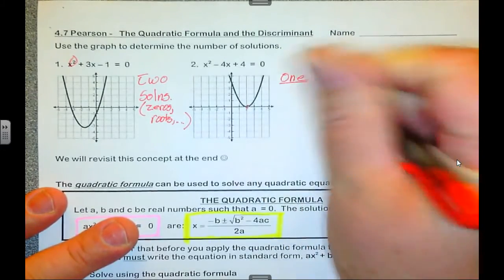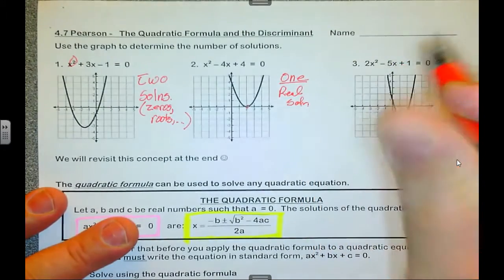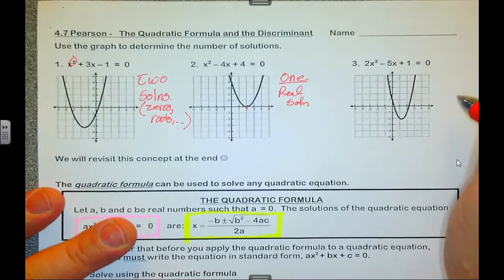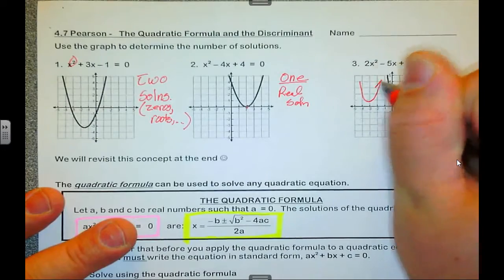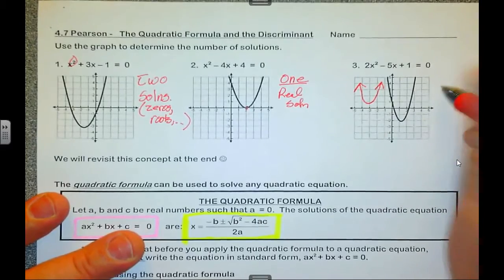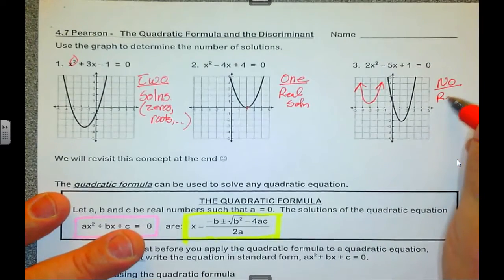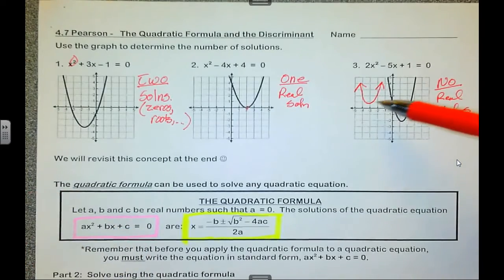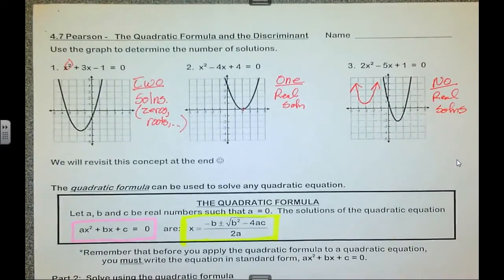This one has 1 real solution. And this one, this is not the example I wanted. Draw a parabola like that where it doesn't cross the x-axis. And this would have no real solutions. However, as we get into complex numbers, you will realize that this does indeed have solutions.